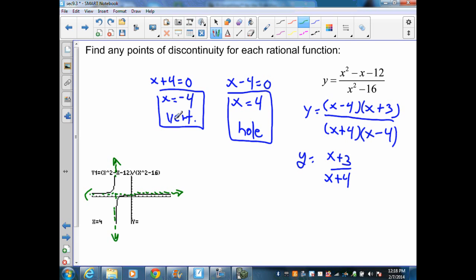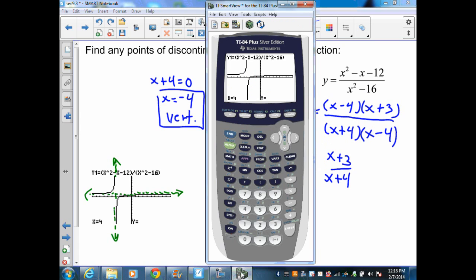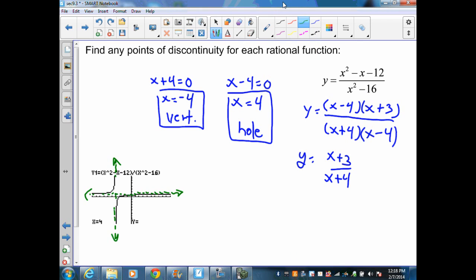Now, those are my points of discontinuity for my vertical asymptote, but I said there was a point of discontinuity at x equals 4. I can verify that in my graph by going to second trace, which is calculate. I want to calculate a value, and I want to calculate x equal to 4. You will see the calculator has no response, because we know at x equals 4 there should be a hole in my graph. So if I graphed it, there would be a hole here. The calculator doesn't designate it, but we know that is the true value, which means it's undefined at x equals 4.